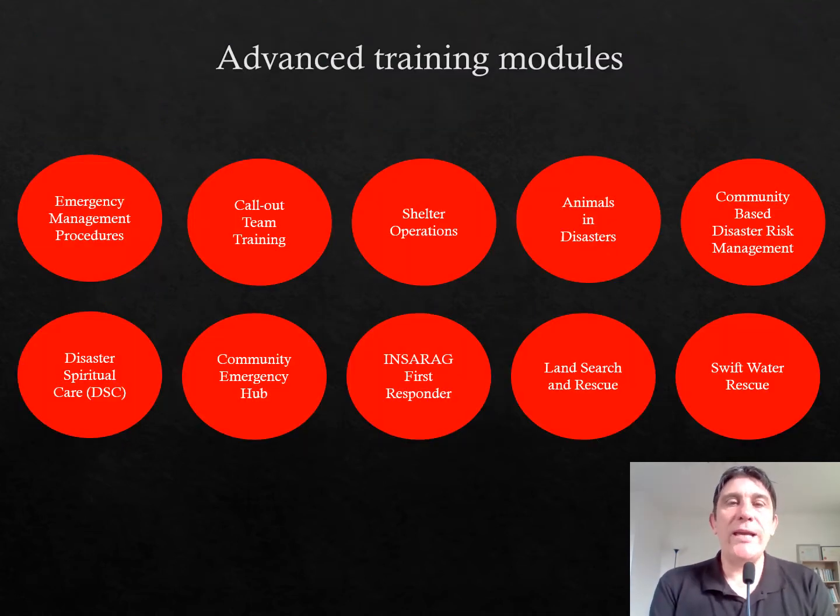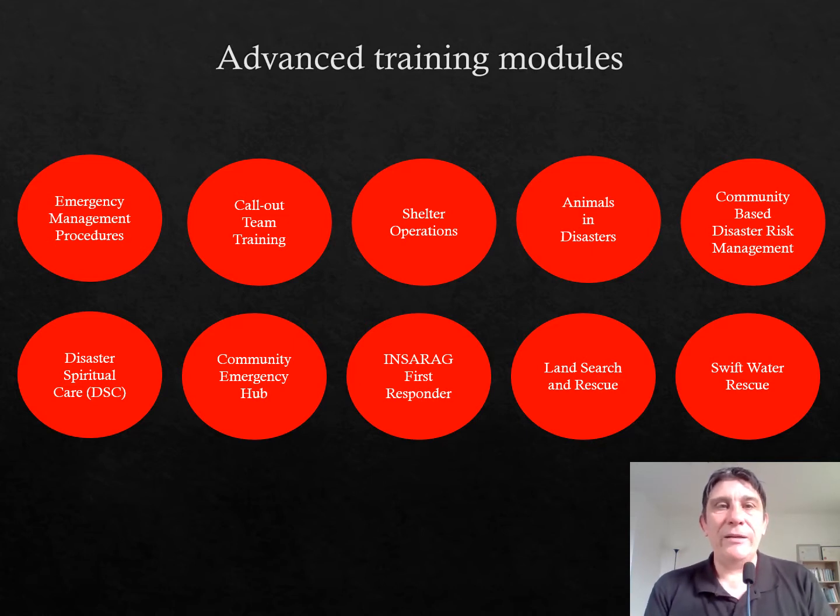Now, once teams have been trained, it's important that they remain motivated and that additional exercises and training are made available to them. This could include, for example, training on emergency management procedures. They may be able to help the local authorities with emergency operations centers or short-term shelters. You may want to create a call-out team where the members who are more available, more interested in continuing on from the different community teams, can be trained to create a call-out team that could assist the professional responders in non-disaster situations. Teams may require training in shelter operations and management or animals and disasters.